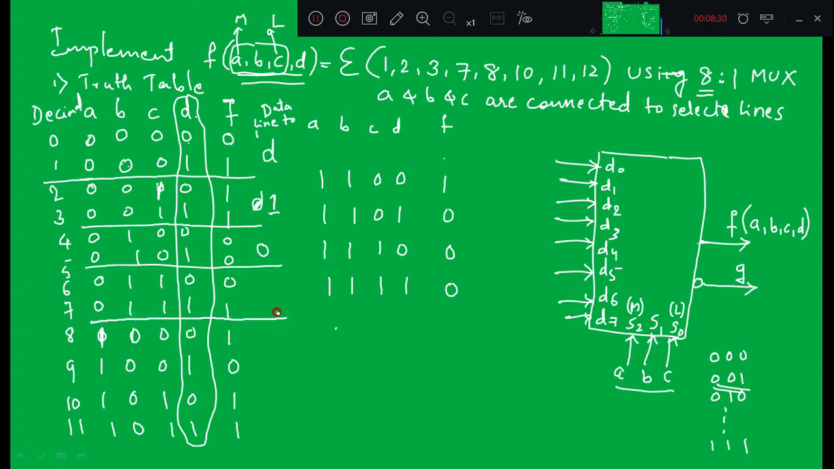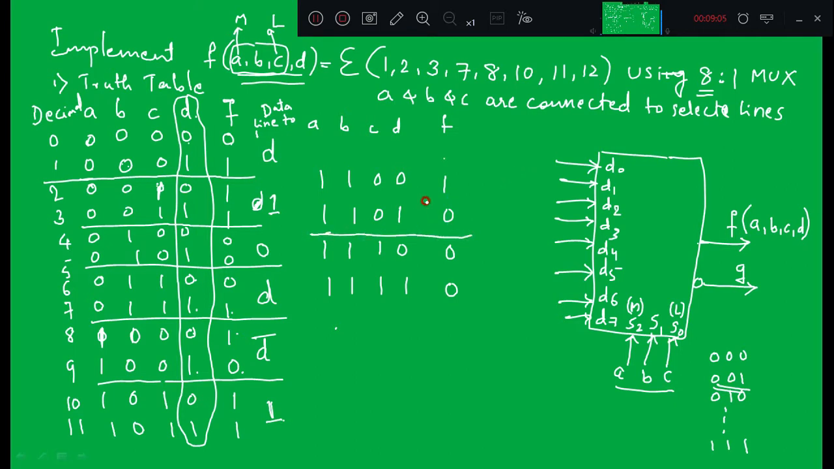Next, 011, it is the same: D is 0, F is 0; D is 1, F is 1. So the data line has to be connected to D. Now 100: D is 0, F is 1; D is 1, F is 0. That means F is the complement of D, so the data line has to be connected to D bar. Next, 101: output is 1 irrespective of the value of D, so the data line is to be connected to VCC.